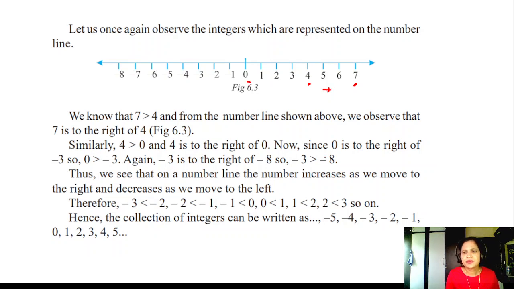Minus 3 is less than 0. And minus 8 is less than minus 3. Therefore, minus 3 is less than minus 2, minus 2 is less than minus 1, which is less than 0. 0 is less than 1, 1 is less than 2, 2 is less than 3, and so hence the collection of integers can be written as you usually write them: minus 5, minus 4, minus 3, minus 2, minus 1, then 0, then 1, 2, 3, 4, 5.